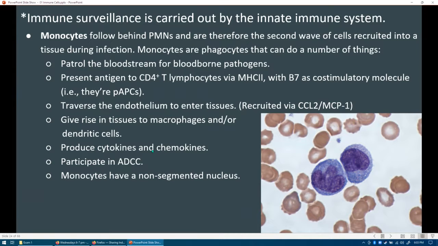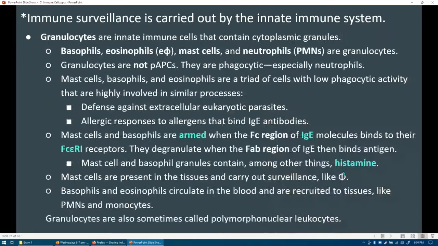They produce chemokines, they produce cytokines, and they participate in ADCC. They are the biggest cells in your bloodstream under the microscope, even larger than lymphocytes, and they have a non-segmented nucleus, unlike neutrophils. So that's what monocytes do. They're really important for giving rise to macrophages and dendritic cells.